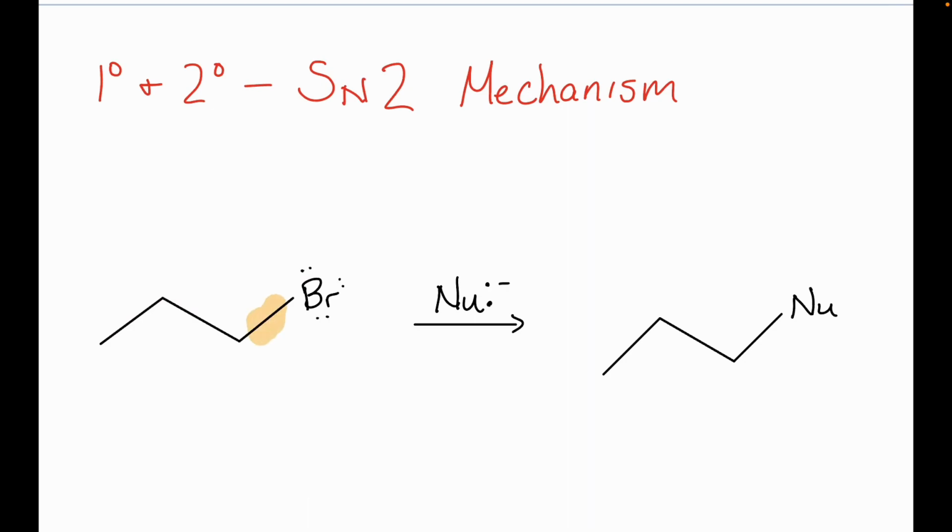I need to break this carbon halogen bond here. And I need to form this new carbon nucleophile bond here. In an SN2 reaction, both of those happen at the exact same time, in the same step. So everybody take a second and see if you can put in your electron pushing arrows that show this new bond being formed and the old bond being broken all in one shot here.